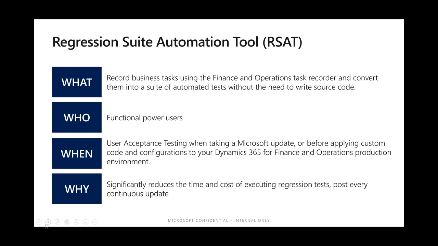So what is that tool? Essentially, the rule of thumb for RSAT is that anything that can be recorded using a Finance and Operations Task Recorder can be utilized by RSAT into an automated test suite. So essentially, the business critical test scenarios can be recorded using Finance and Operations Task Recorder. You can then convert them into a suite of automated tests without needing to write source code, which essentially means our targeted audience is functional power users.